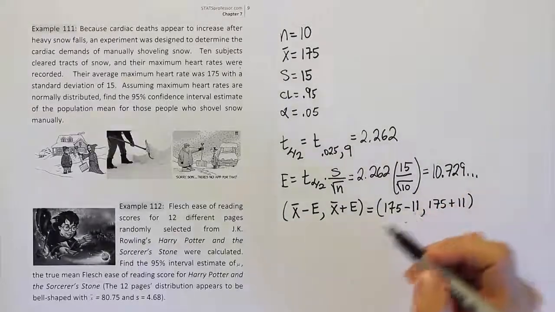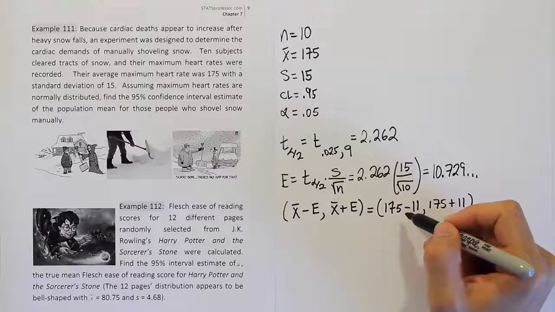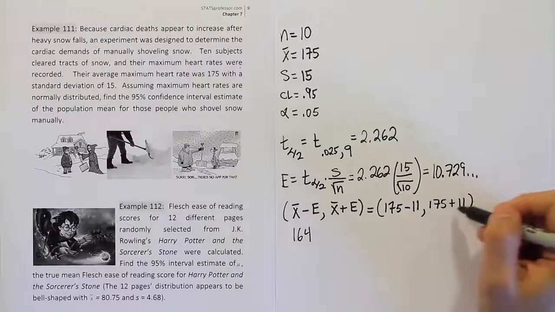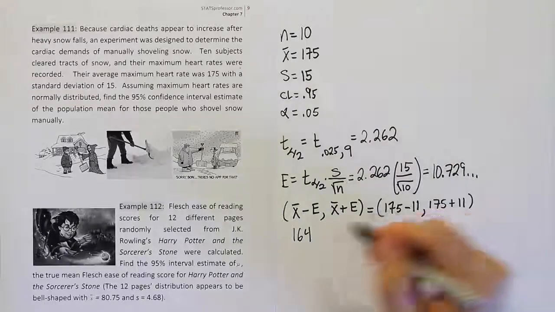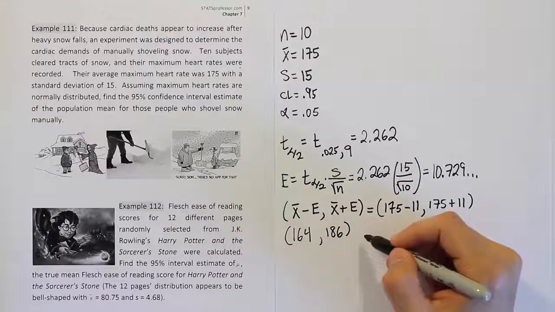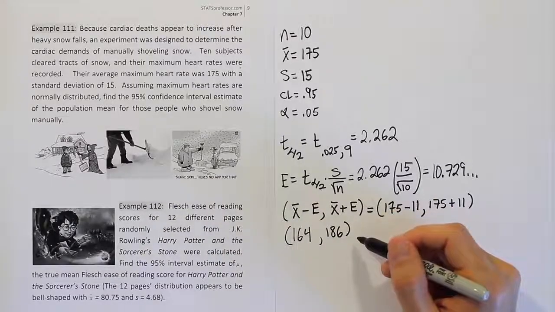And when we're finished, we get the answer. 11 from 175 is 164, correct? And 11 added to 175 is 186. And so this is the interval that's supposed to contain the population mean.